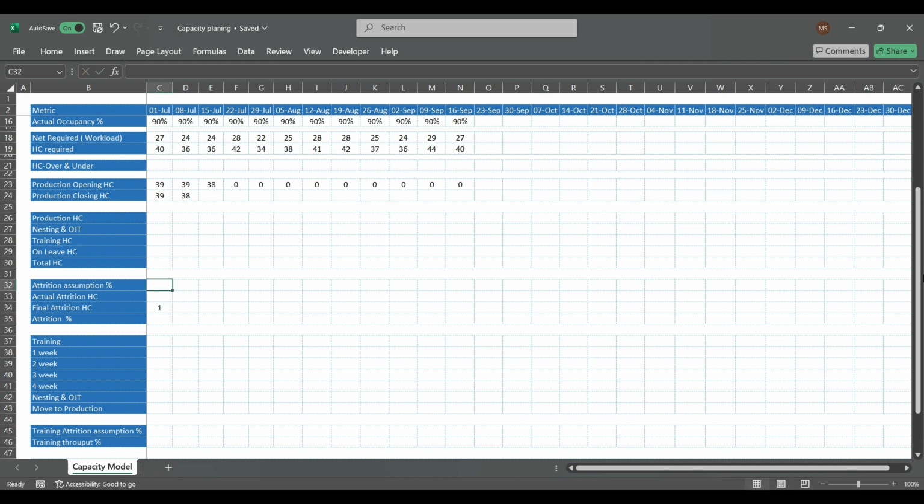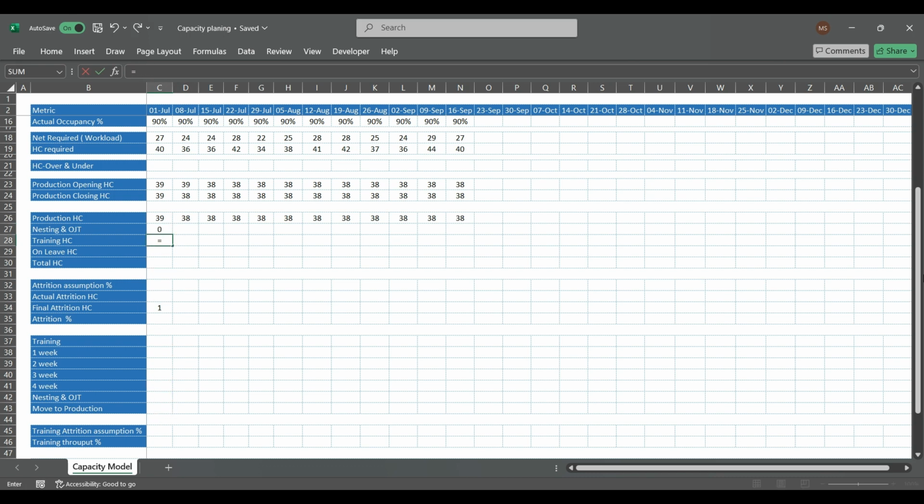Okay, so now you can see here, if I consider the 1%, one head count and one head count. If I move this one, you can see these things showing. Production head count we will consider, the closing head count for that week. Closing head count and nesting head count we will consider from here.